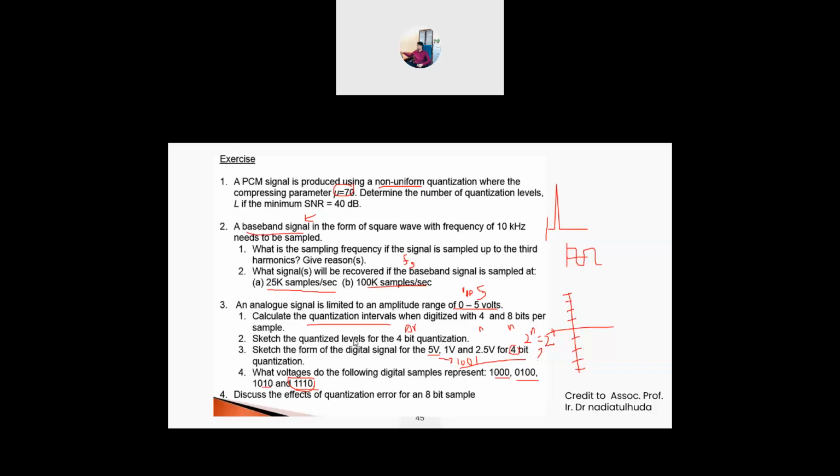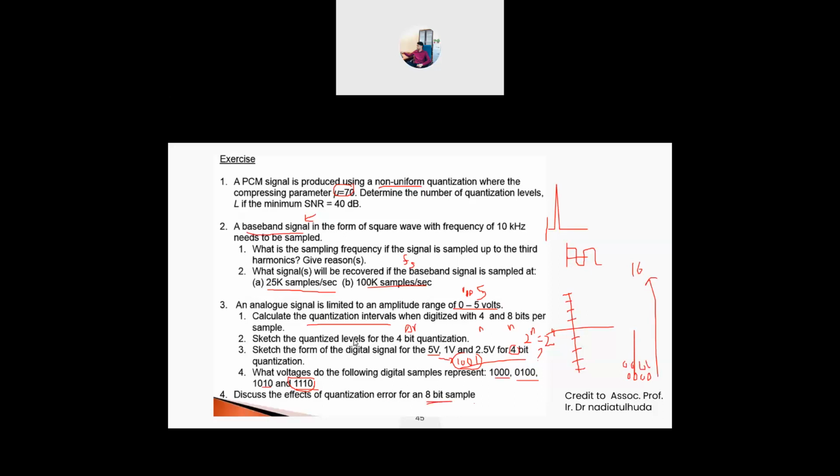Sorry, this one is 2 to the power of 4, 16 intervals, 16 quantization levels, but 4 bits only. Okay, I am sorry. So it means non-uniform quantization, for example 000, 001. So this is in terms of 4-bit numbers, but you will have 16 quantization levels. Okay, so discuss the effect of quantization error for an 8-bit sample.